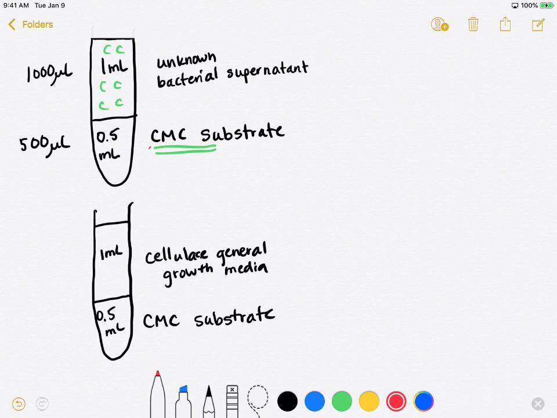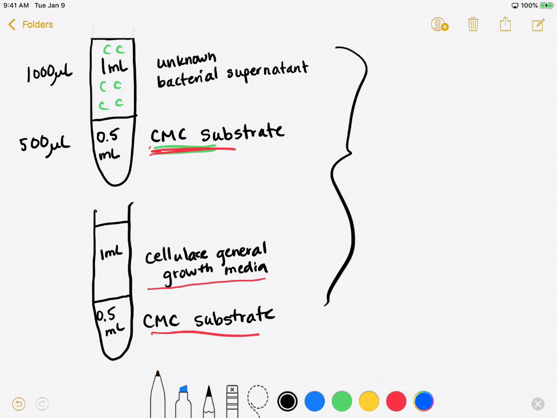In addition to this tube, you also had to create a blank condition or a negative control. In this instance, we added CMC substrate, just like we did in the first case, and then we took just general cellulase growth medium that had no bacteria in it, and so there shouldn't have been any enzyme activity. We took these two tubes and then we incubated them both at 50 degrees Celsius for 30 minutes. The reason for this incubation was to allow the enzyme that was in our unknown bacterial supernatant time to digest the CMC substrate.